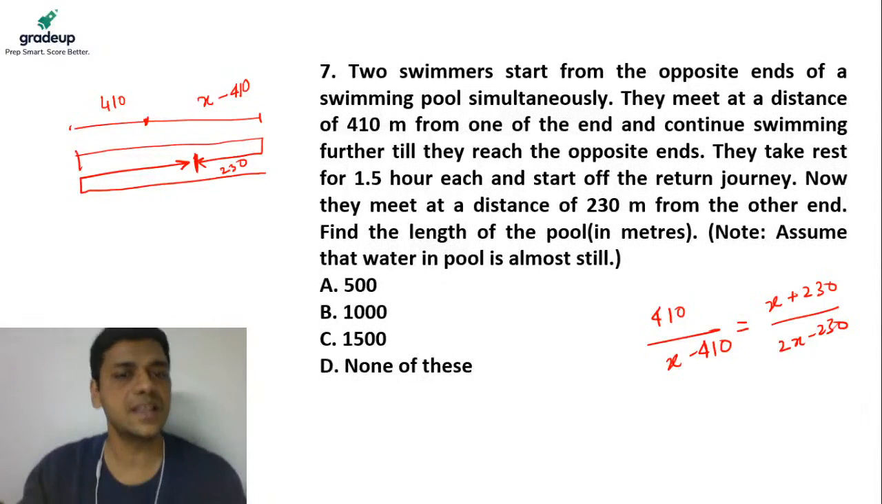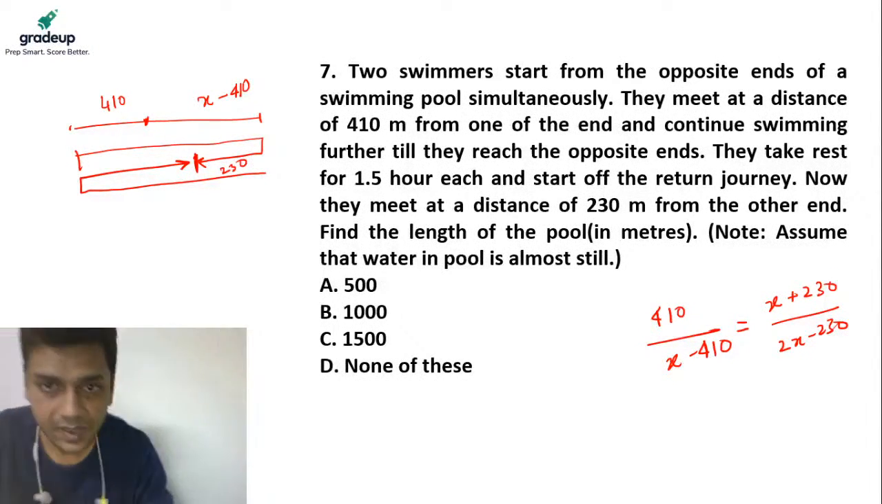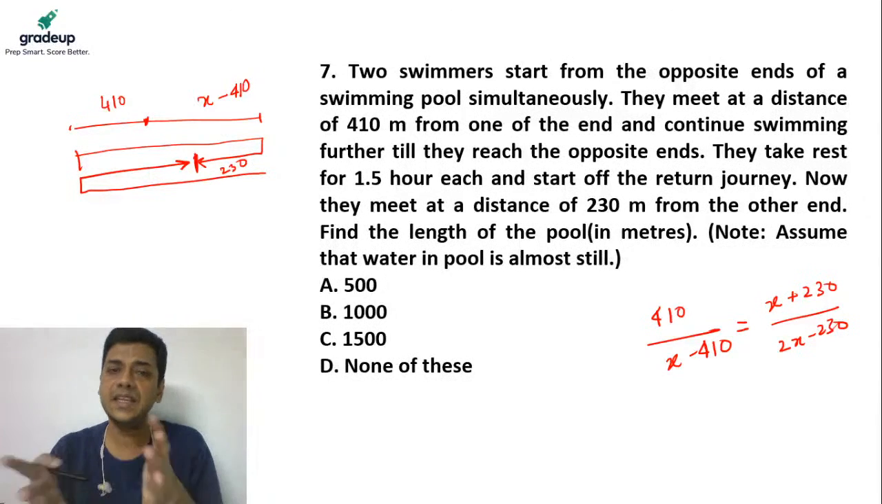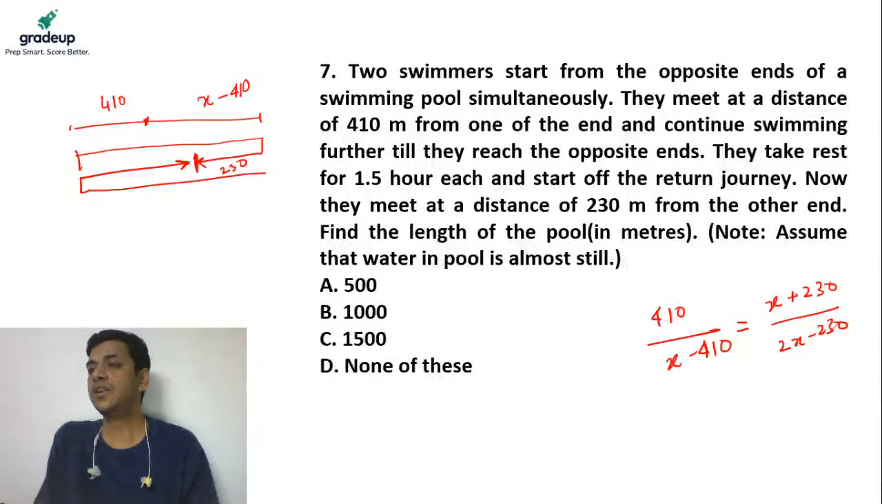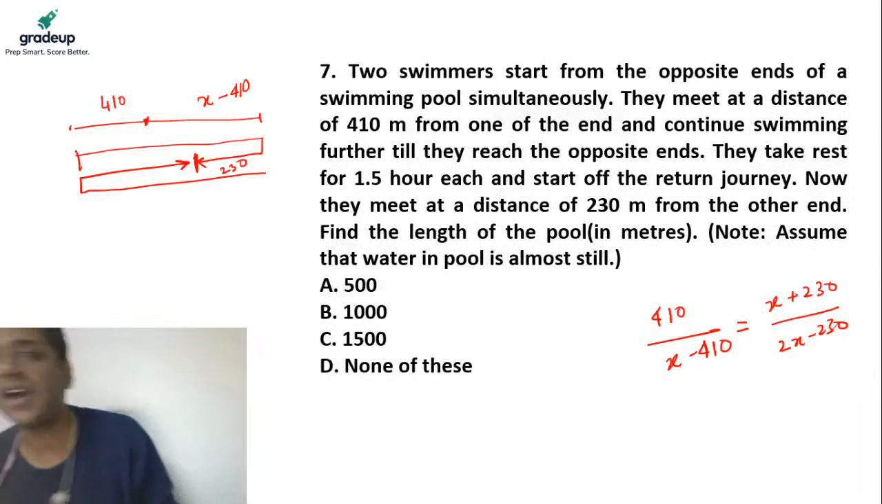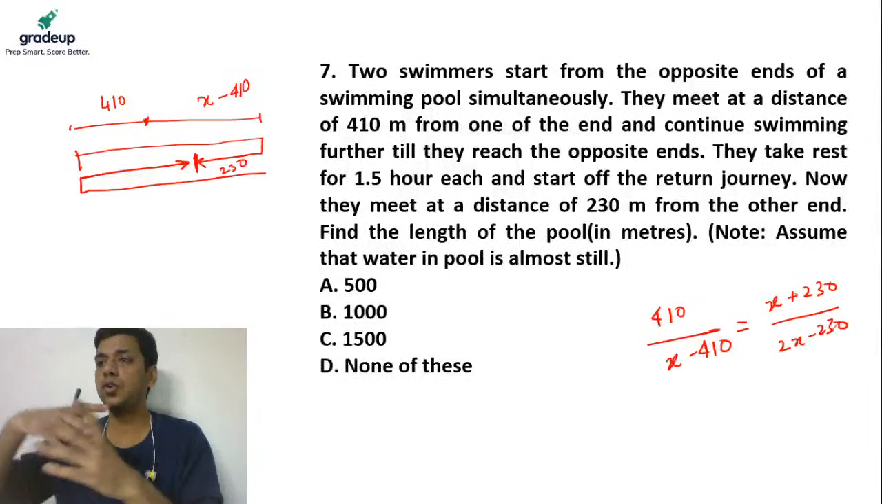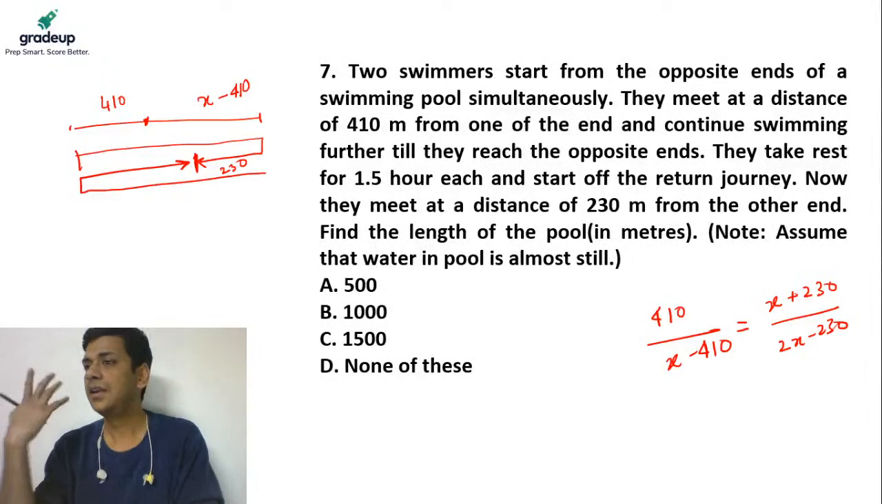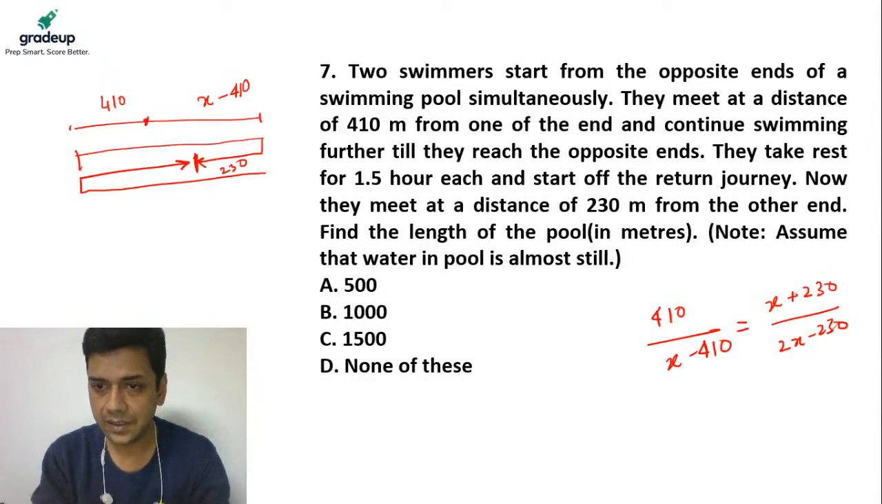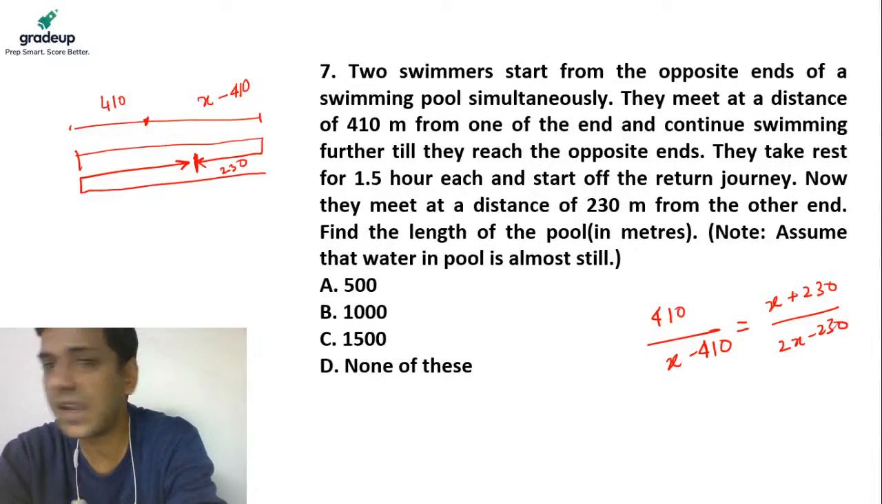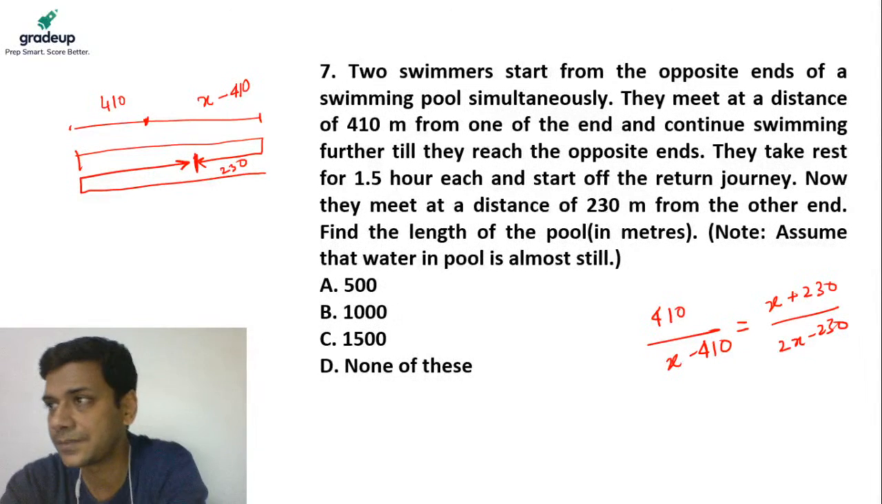They are swimming at the same speed, and both of them are taking a rest of 1.5 hours each. So it does not make a difference whether it's 1.5 hours or whether they just go to the other end and start swimming back. That will not make any difference. So this is what we have to calculate. Now we have to calculate the value of x.